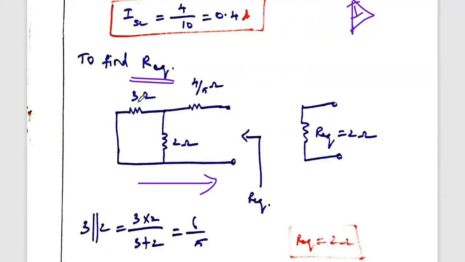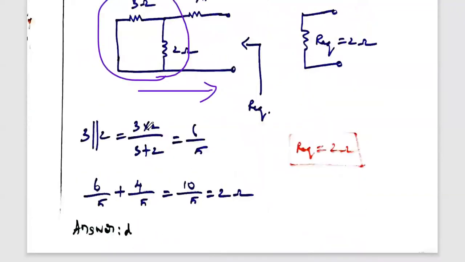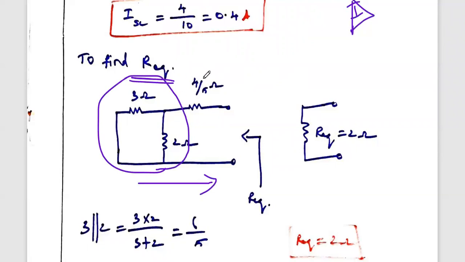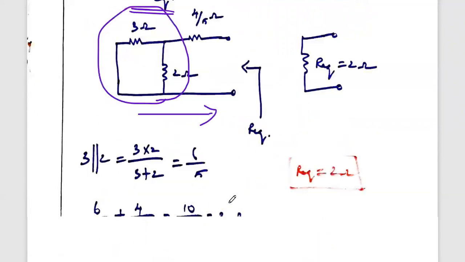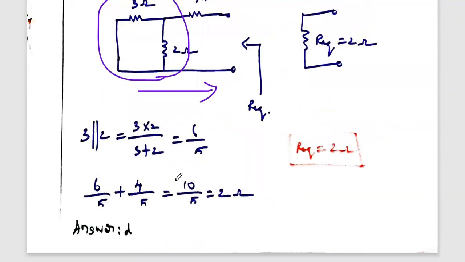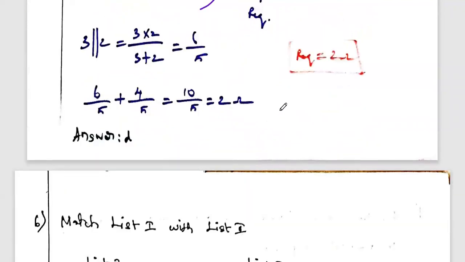Now see this 3 and 2. What is the combination? This 3 and 2 are in parallel. So 3 into 2 divided by 3 plus 2, the answer is 6 divided by 5. Then 6 by 5 and 4 by 5 are in series. So 6 by 5 plus 4 by 5, the answer is 2 ohms. So the R equivalent is 2 ohms.